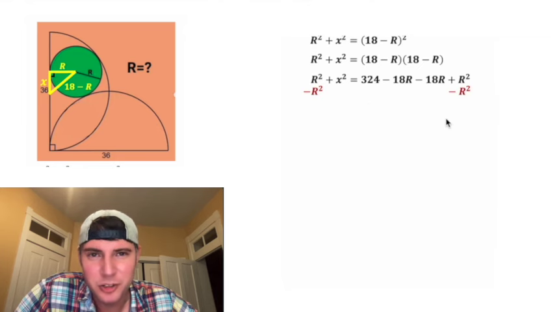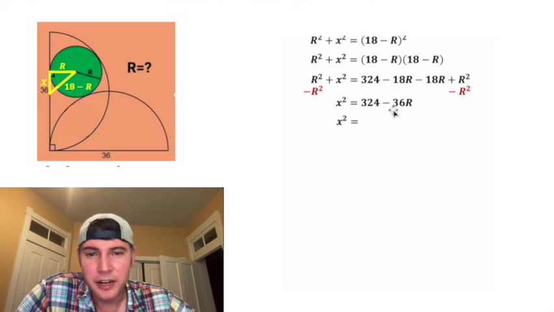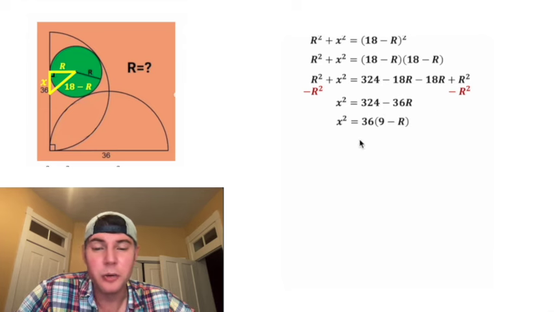First, let's subtract r squared from both sides. On the left-hand side, all we have left over is x squared. And on the right-hand side, we have 324, and negative 18r minus 18r is negative 36r. And then on the right-hand side, we can factor out a common term of 36. 36 times 9 is equal to 324, and 36 times r is equal to 36r. So all we did for this step is factor 36 out of this step.